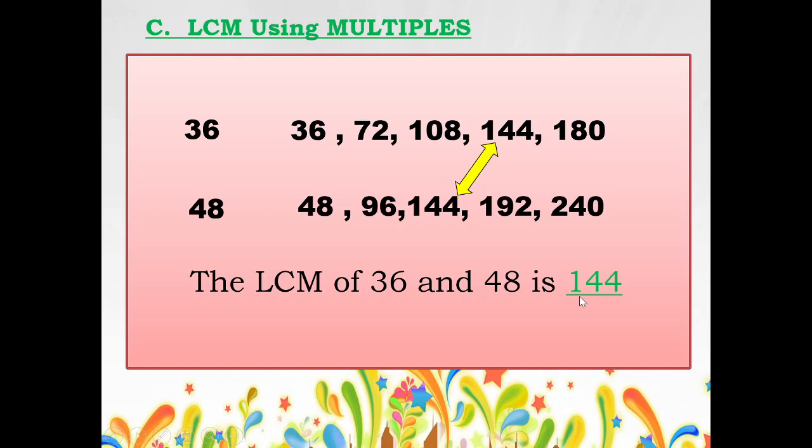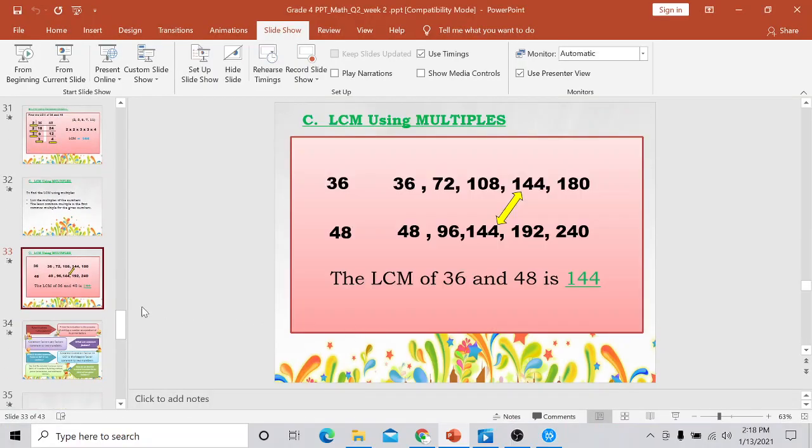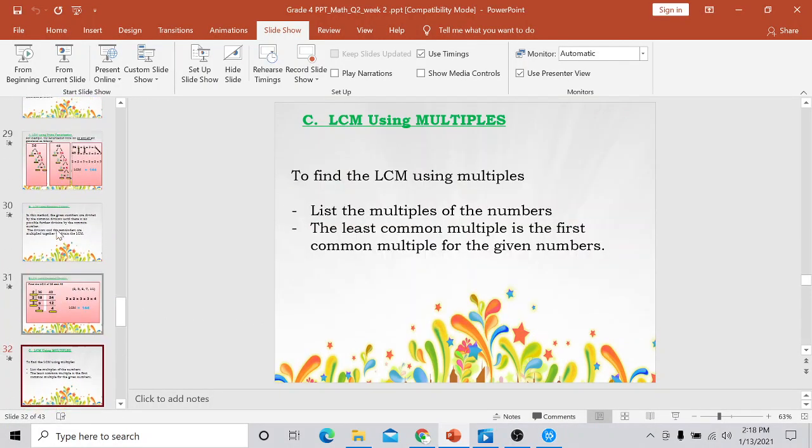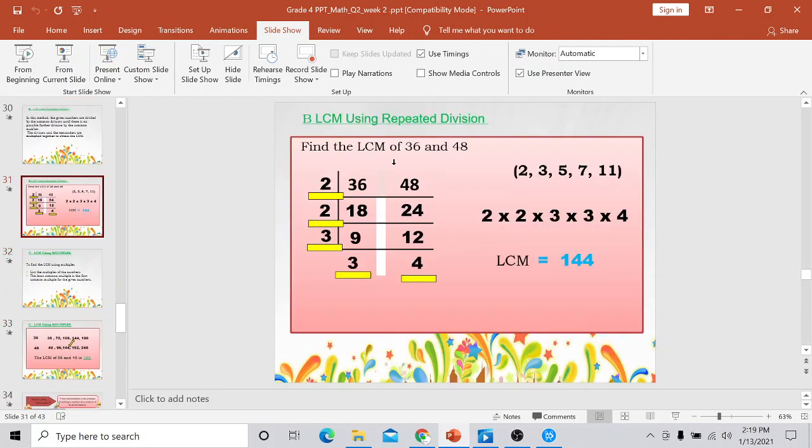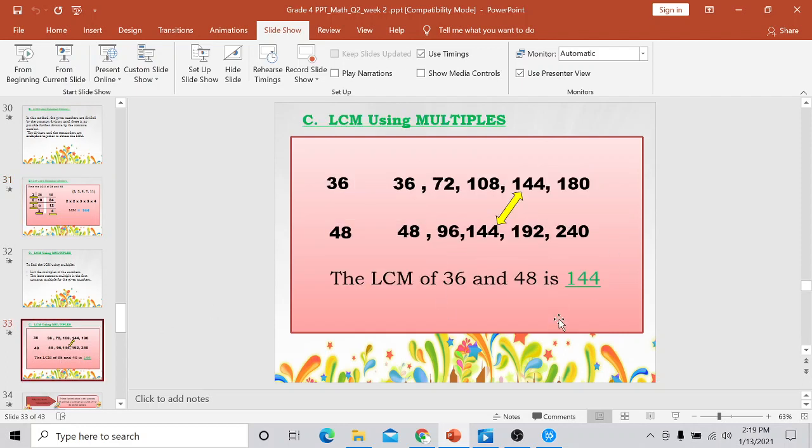So, nakita natin yung LCM using multiples, LCM using prime factorization, and LCM using repeated division. Lahat ang LCM natin is 144. Okay? So, pwede nyo siyang gamitin. Ito yung prime factorization. Our LCM is 144. Ang ating repeated division is 144. And also, sa multiples, we have 144. So, ayan ang sa LCM natin.